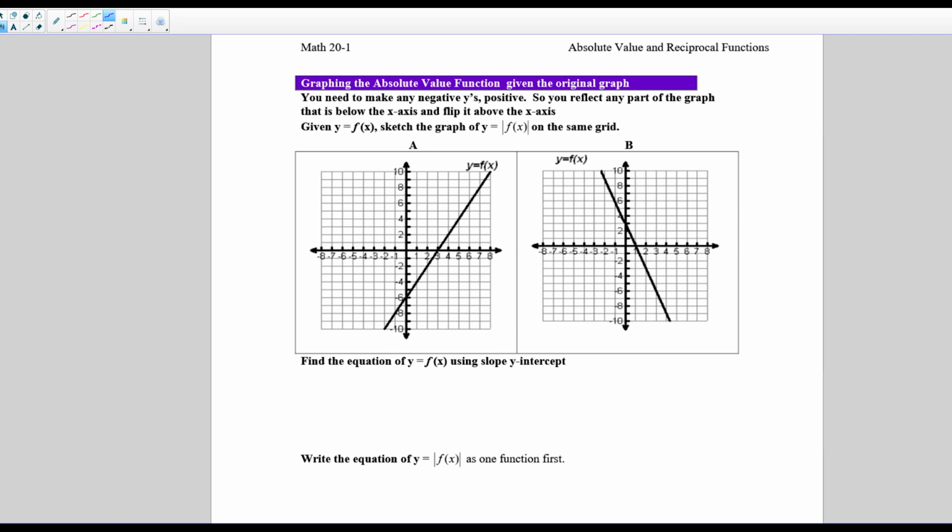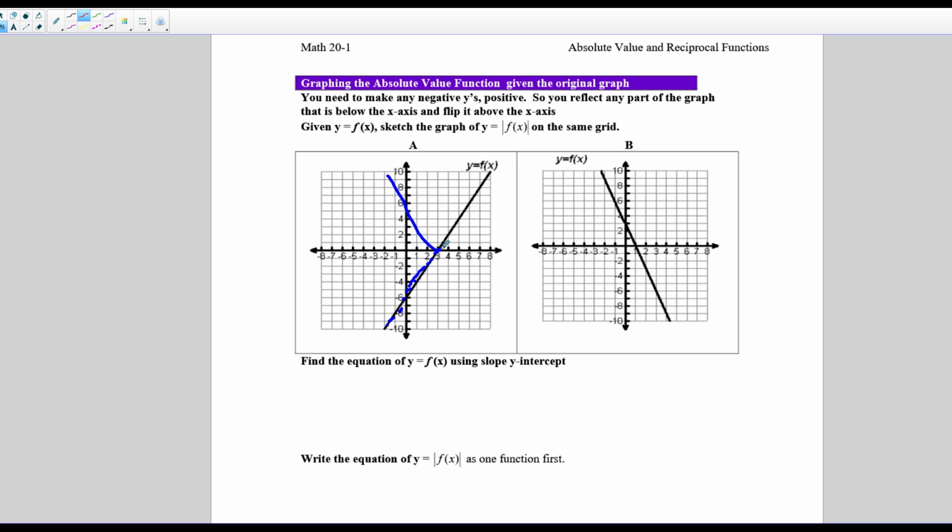So in this section, we're going to go ahead and graph the absolute value function if we are given the original graph. So we can see here that we've got two graphs. We've got graph A and we've got graph B, both with different slopes. So essentially what we're trying to do here is figure out a way to make any negative y values positive. So we're really just looking at this bottom part and we are reflecting it upwards. So if we're thinking about this portion right here, that would go into the negative y values. All we're going to do is reflect it upwards. So it looks more like that.